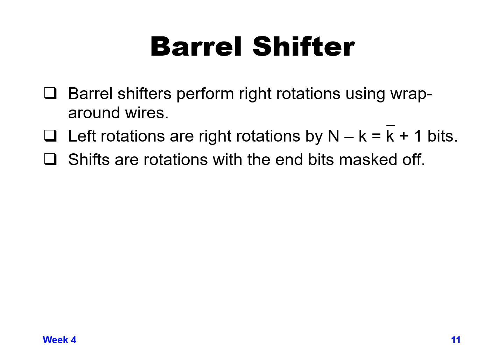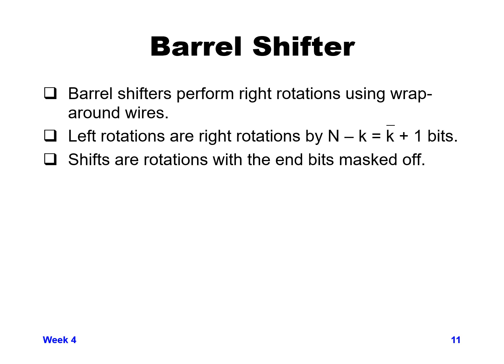One other shifter that we're going to quickly cover here is what's called a barrel shifter. The barrel shifter performs right rotations only, and it does that by using wraparound wires. For large shift values, those wires could be fairly long, but it works pretty well for shorter shift amounts.